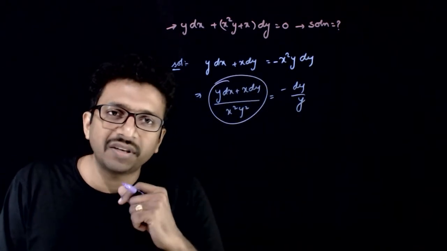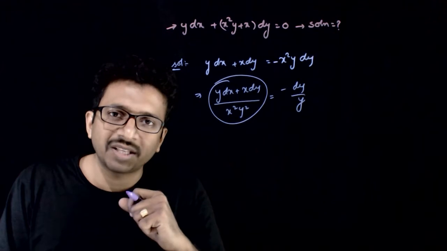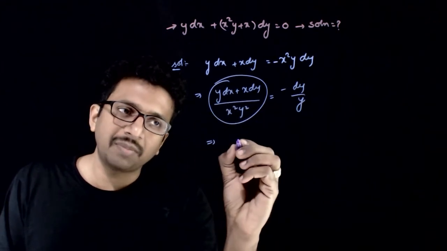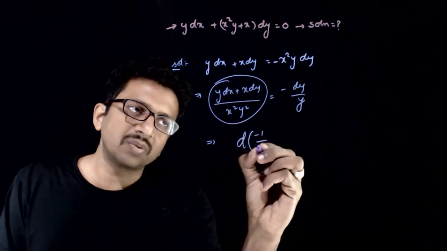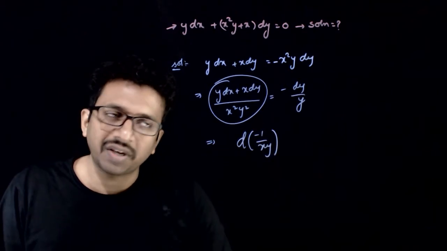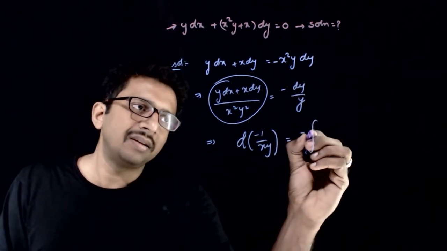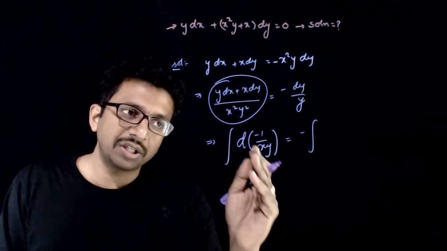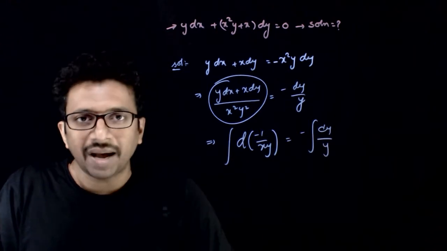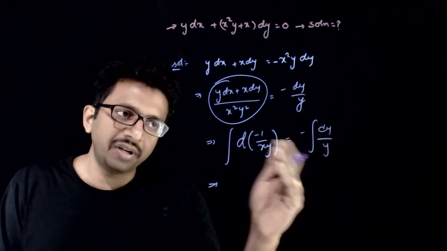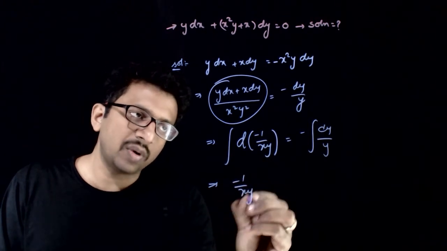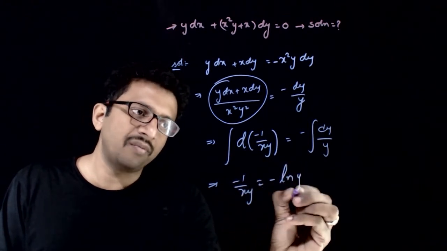In the topic of exact differential equations, you'll be asked to remember some standard expressions. So (y dx plus x dy) by x squared y squared is nothing but d of minus 1 by xy. If I integrate this on both sides, the integration of d of minus 1 by xy is equal to the integration of minus dy by y. The d gets cancelled, and you get minus 1 by xy is equal to minus ln y plus c.